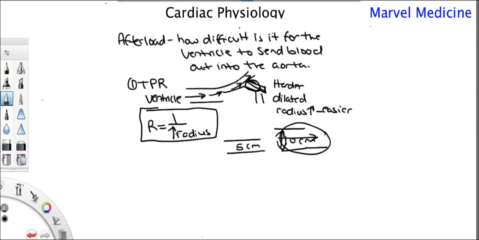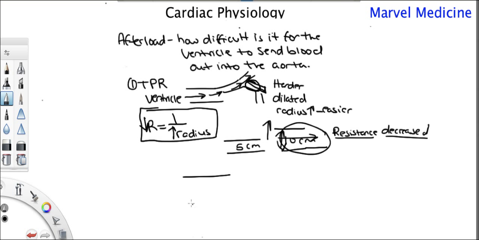Now, let's look at it mathematically. If we're increasing the denominator, the lower number, what am I doing to the overall number? I'm decreasing it, right? So what does this mean? That as my radius increases, as I went from 5 centimeters to 10, what did I do to the resistance? The resistance decreased. Makes sense? As you decrease the radius, when you go from 10 to 5, what did you do to resistance? You increase the resistance, right?